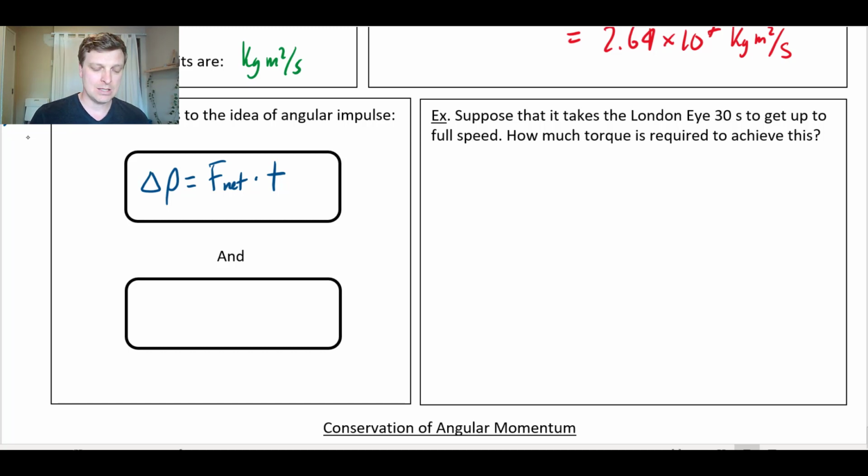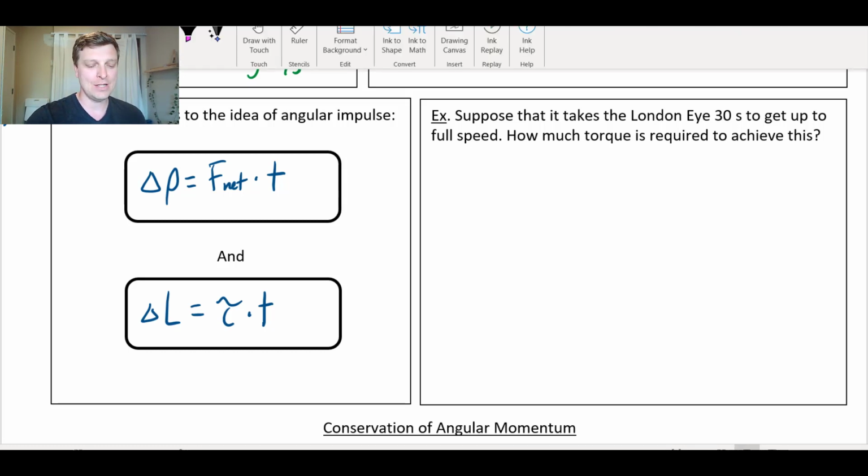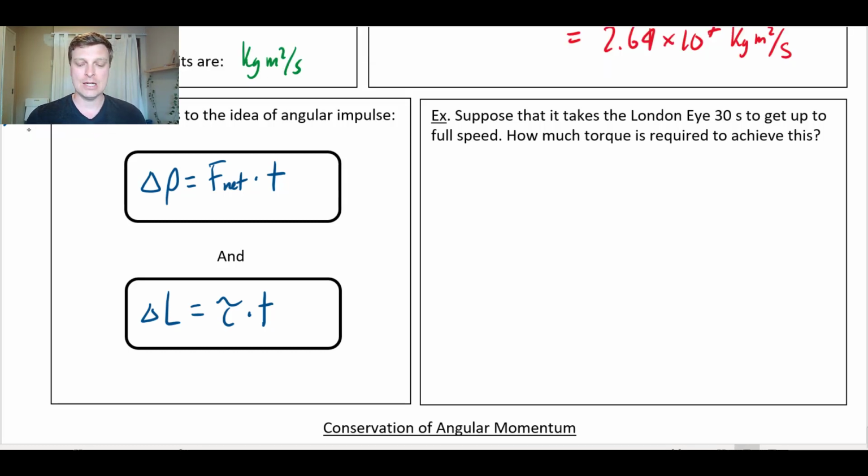Well, using that same logic, then the change in the angular momentum, or the angular impulse, is going to be the rotational equivalent of force times the rotational equivalent of time. Well, the rotational equivalent of force is torque. And the rotational equivalent of time is time, because time is time, and it's a scalar, and it's not going to change anything.